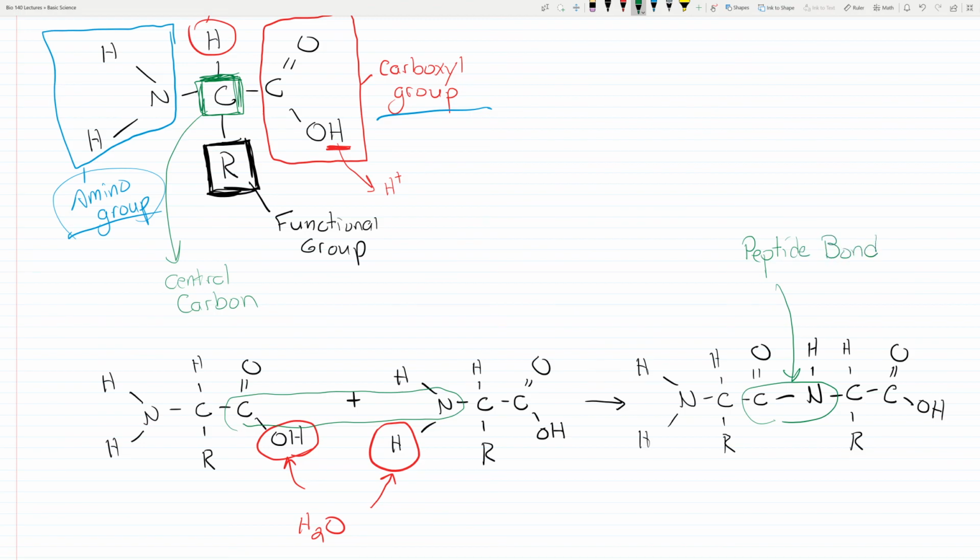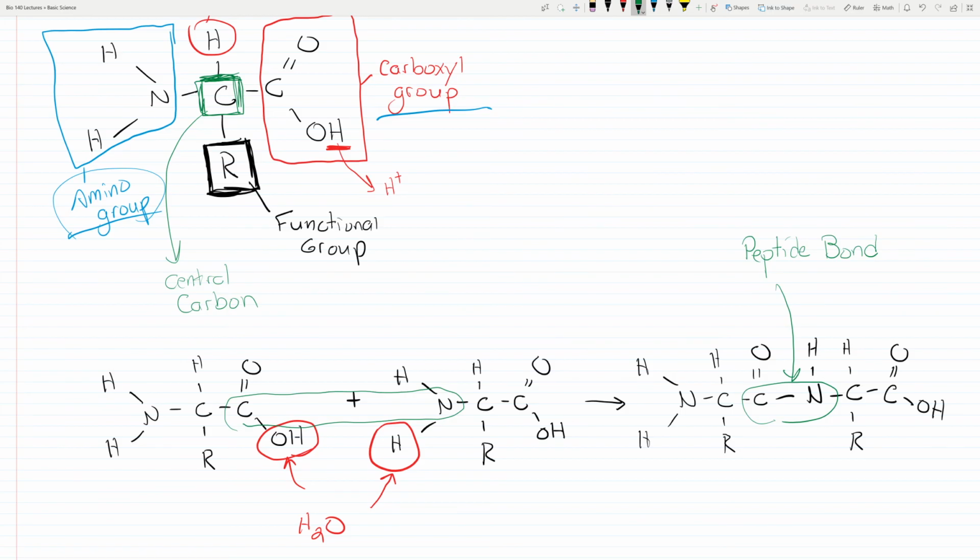It is called a peptide bond. All proteins are held together by peptide bonds. And all a peptide bond is, is the bond between the carboxyl group of one amino acid and the amino group of another amino acid.